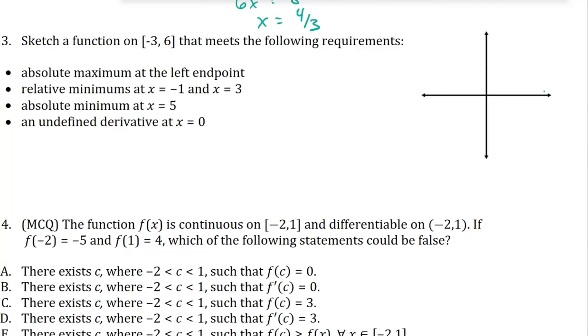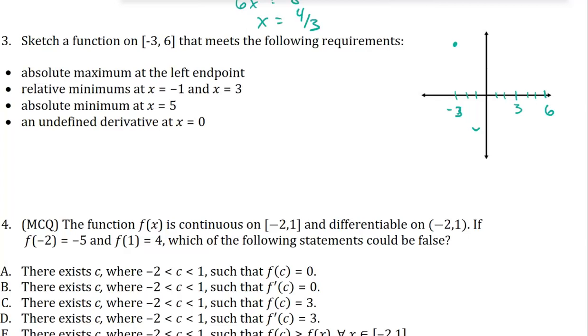I'm going to put units on here. Oops, -3, 3. All right, we'll kind of fill in around this as needed. So it only exists from -3 to 6. That's my domain. Absolute max at the left endpoint. So I'm going to put a higher point here at -3 something. Relative min at x equals -1 and x equals 3. So it has a min. I'm just going to put a dot here and a little curve like that.